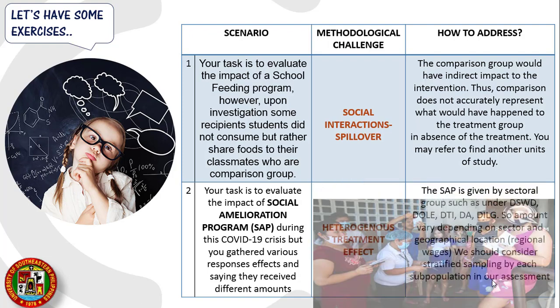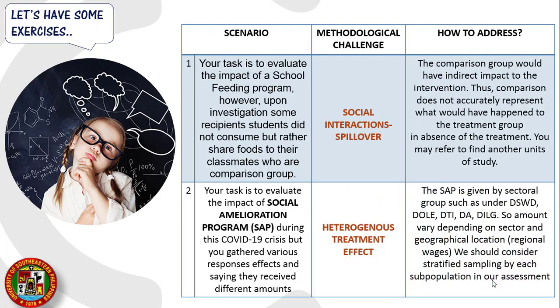The answer is, it is under the heterogeneous treatment effect. How to address? The SAP, or the Social Amelioration Program, is given by sectoral group such as under DSWD, DOLE, DTI, DA, DILG. So the amount varies depending on sector and geographical location, regional wages. We should consider stratified sampling by each subpopulation in our assessment.